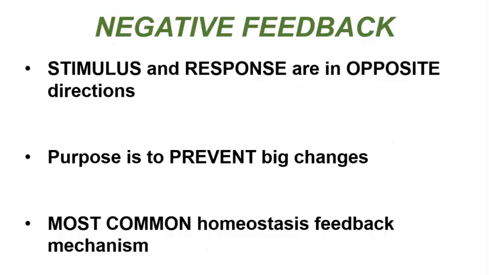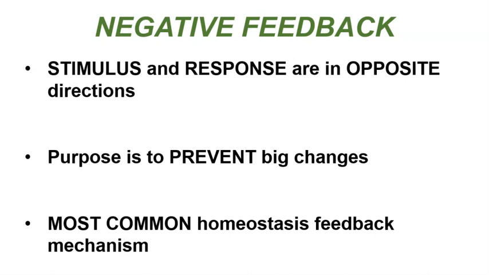So first we'll begin with negative feedback mechanisms, and the term negative implies that the initial stimulus and the body's response to that stimulus are in opposite directions. So if the stimulus increases some variable, the body's response will be to decrease it. On the other hand, if that initial stimulus is going to decrease some variable, the body's response will be to increase it. So we see that the initial stimulus and the response are always going to be in opposite directions with negative feedback mechanisms.